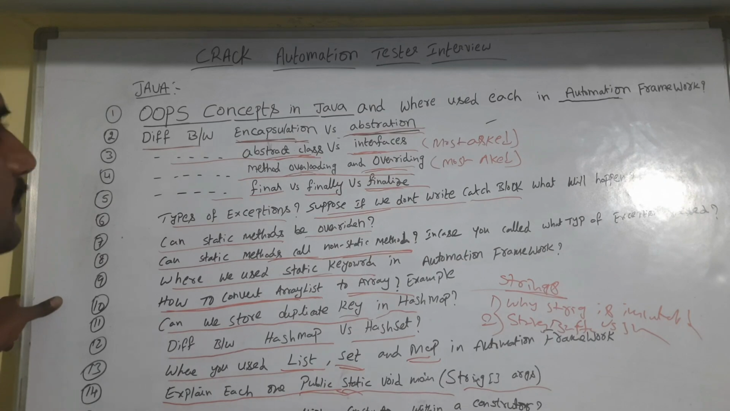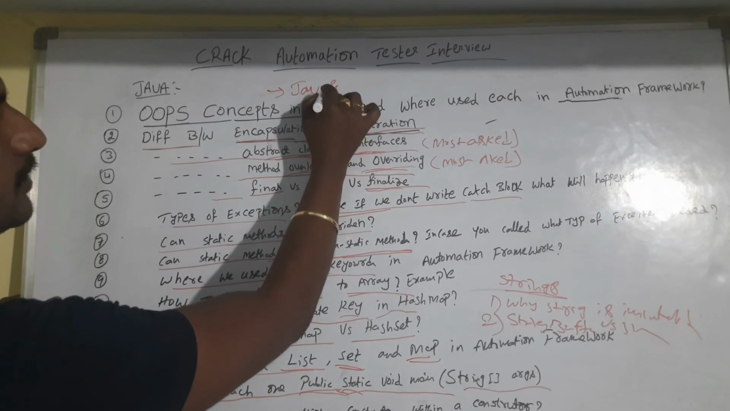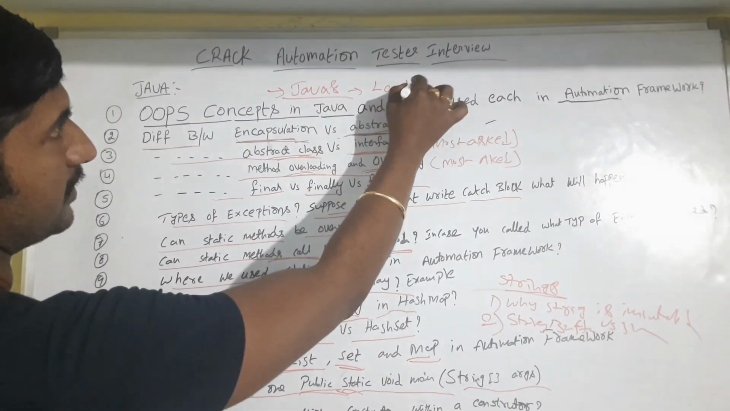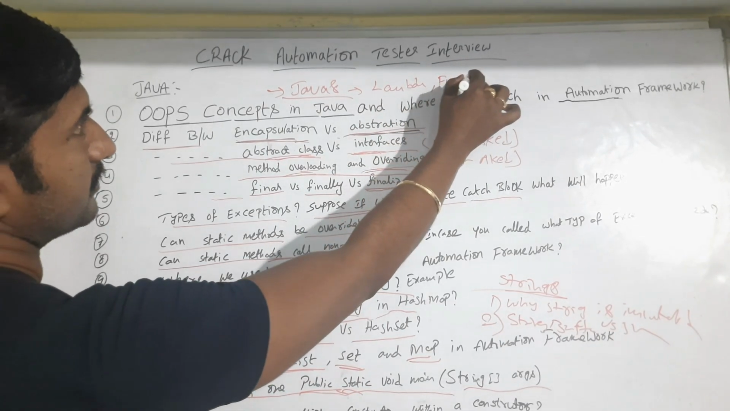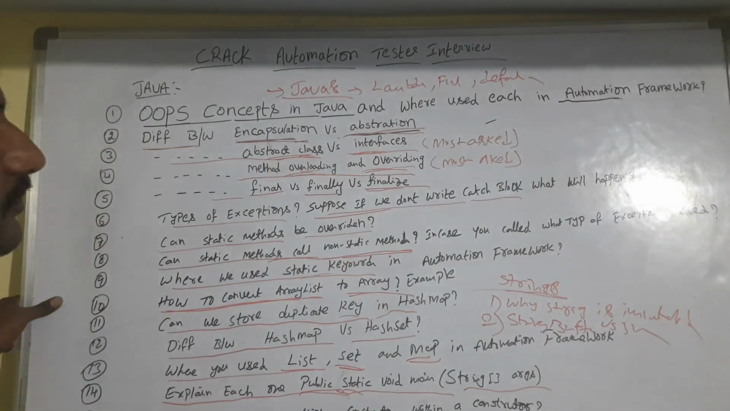I forgot one concept, guys. You must be aware of Java 8 features as well. Java 8 features like lambda, functional interfaces, default methods. There are different features from Java 8. You must be aware of those concepts as well. So these are the main topics, the most frequently asked interview questions for an automation test engineer.